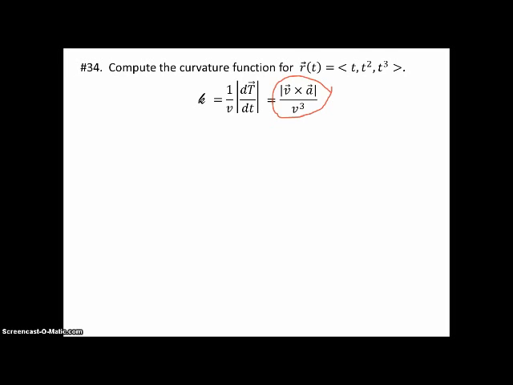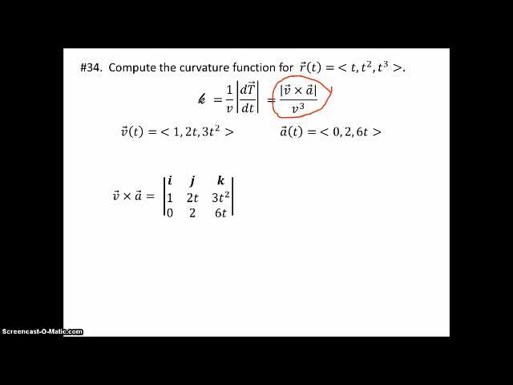Number 34. Compute the curvature function for r of t equals (t, t squared, t cubed). Well, here's one possible formula, but as you'll see, the tangent vector function is too messy to take the derivative of, so we're going to use this one instead. Alright, so the velocity vector is (1, 2t, 3t squared), and the acceleration vector is the derivative of the velocity vector, (0, 2, 6t).